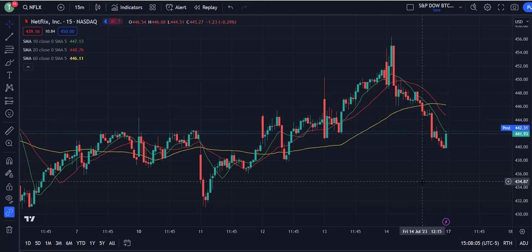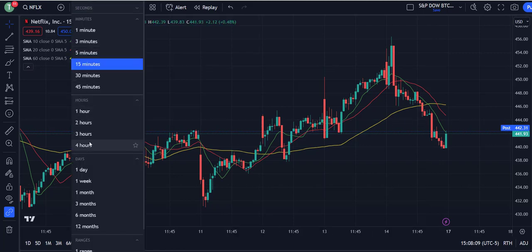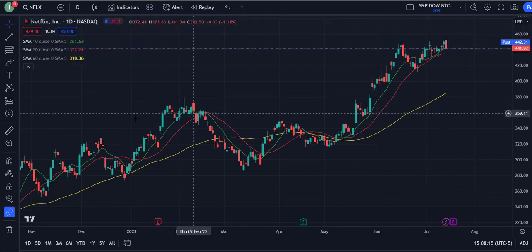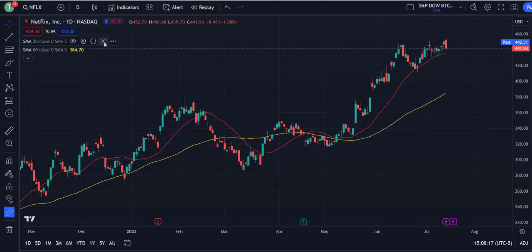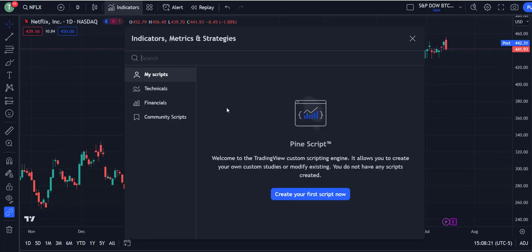Right now, at the 15-minute point, it's looking bearish. But like I said, you really want to match up the duration of your moving averages with the amount of time you're going to use trading, or how long you intend to hold the stock.